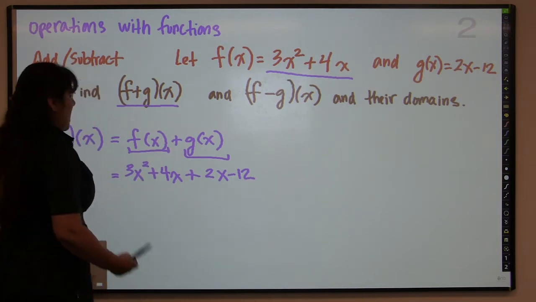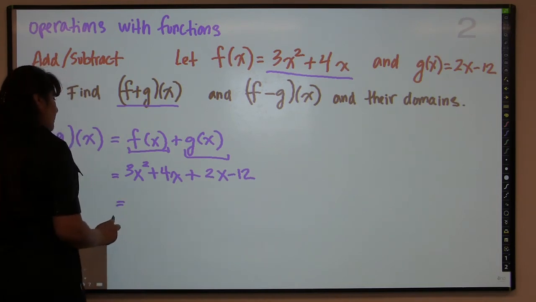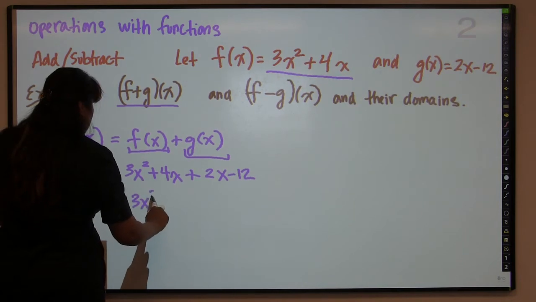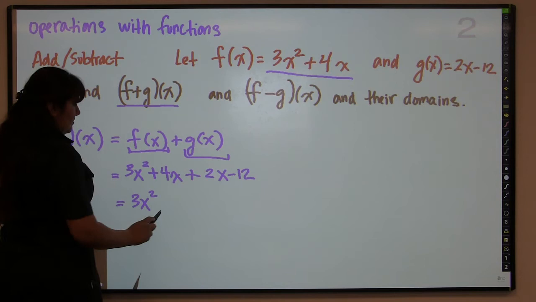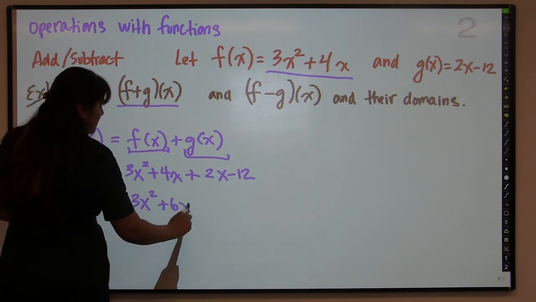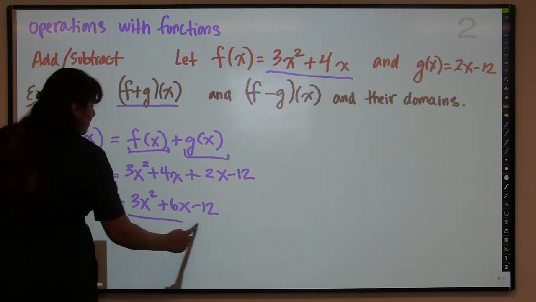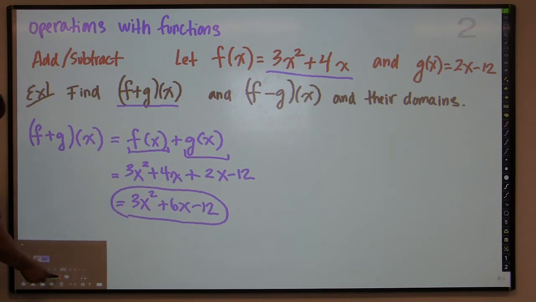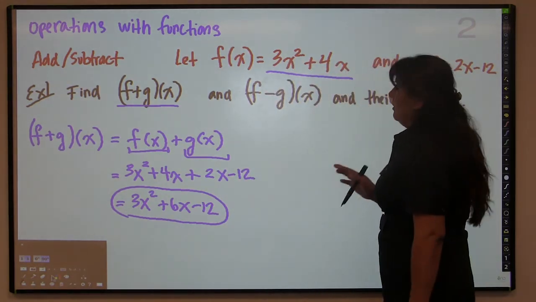And now I have this long expression here, and the last step would be for me to combine any like terms. There's only one term that has a quadratic in it, and then we have 4x and 2x, those are like terms, so that becomes 6x, and then there's the negative 12. And this is now f plus g of x. That would be my answer. And that's how complicated it gets. It's not really much harder than that. The addition and subtraction is the easiest of the operations.